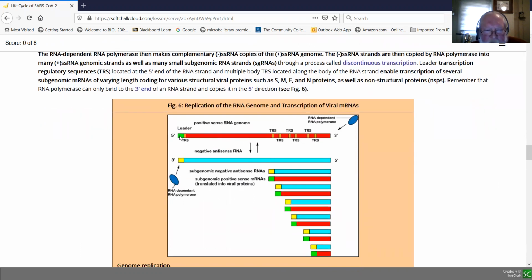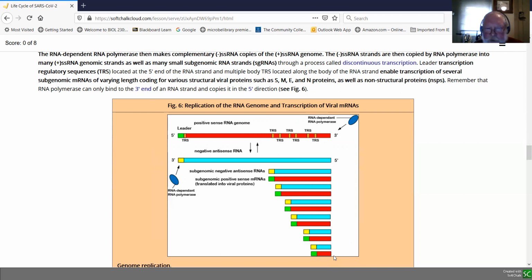So this top strand here is the positive sense RNA genome. And it has to make many copies of that, so all the viruses that are produced contain this genome. But also what it's going to do is make a lot of subgenomic messenger RNAs. And these are smaller messenger RNAs that code for the different structural proteins, like the S protein, the M protein, the E protein, and the N proteins, as well as the non-structural proteins, or NSPs. So eventually it has to make all these smaller RNAs that code for different parts of the virus and different non-structural proteins needed for viral replication.